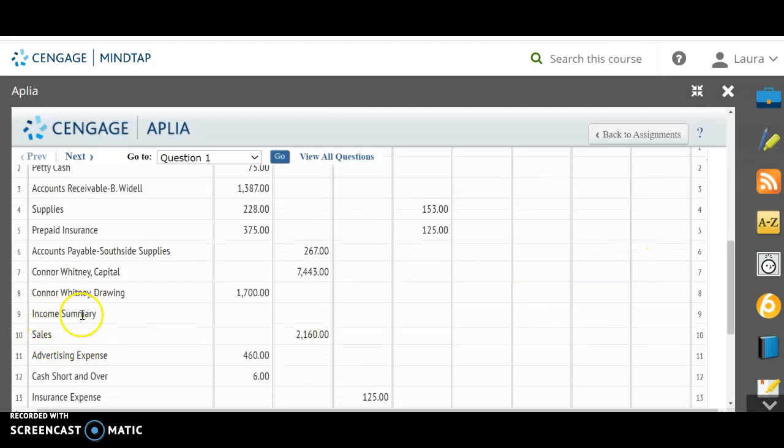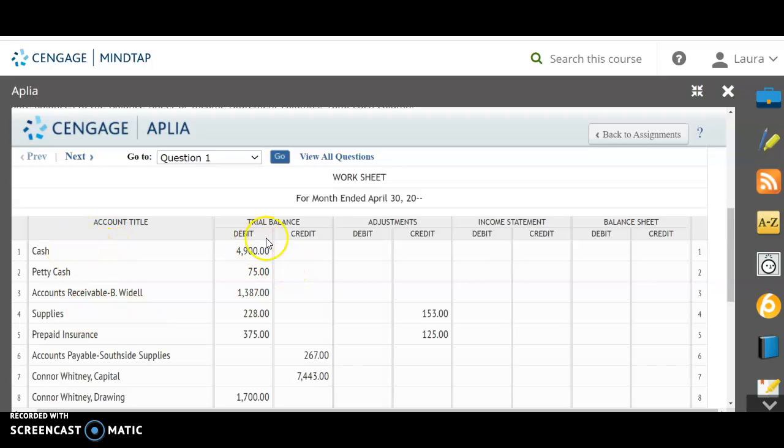Remember, income summary is our divider, so everything above income summary is an asset, liability, and owner's equity, and they go into the balance sheet. If there's nothing blocking its path, we just bring the balance over. So for cash, we just bring over the $4,900. Petty cash, $75. Accounts receivable, $1,387.